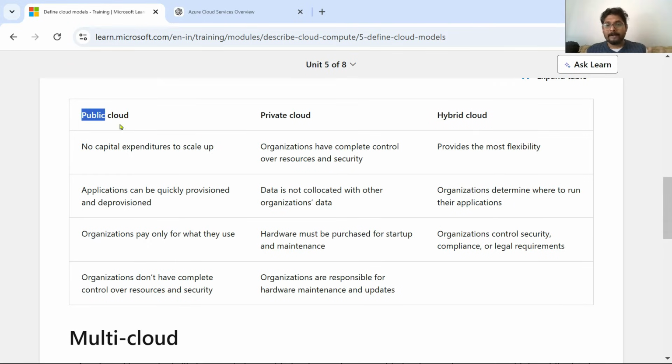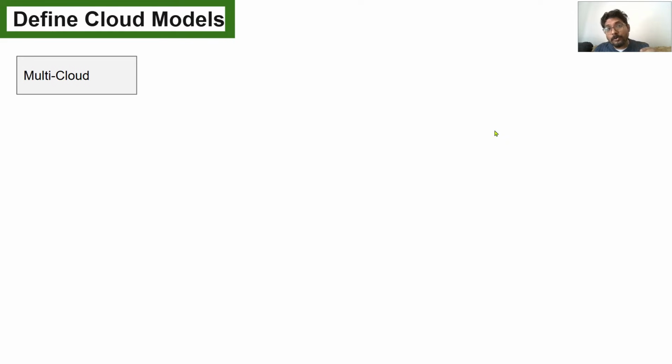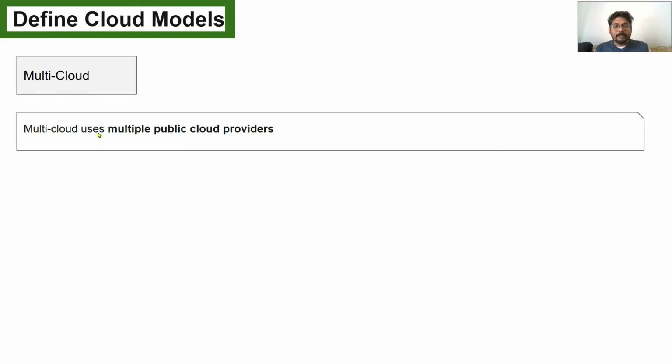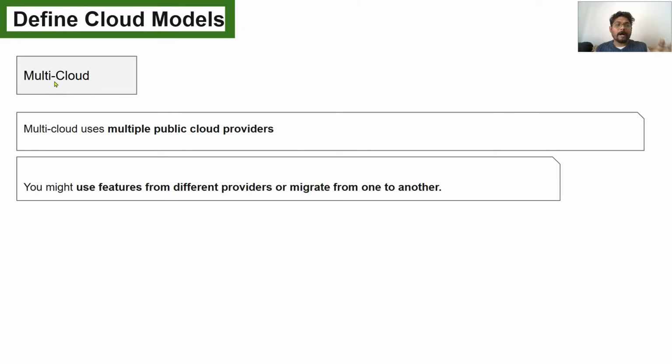So at the end, we understood the basic differences between the public cloud, private cloud, and hybrid cloud. There is also one more term called multi-cloud. Multi-cloud means you use multiple public cloud providers. There are many cloud providers. So if you are using two or more cloud providers, then you are in a multi-cloud model. You might use features from different providers, or you are migrating from one provider to another provider. So you are still in a multi-cloud model.